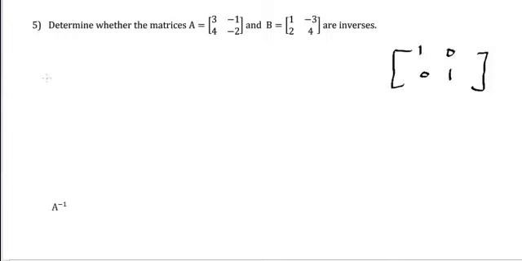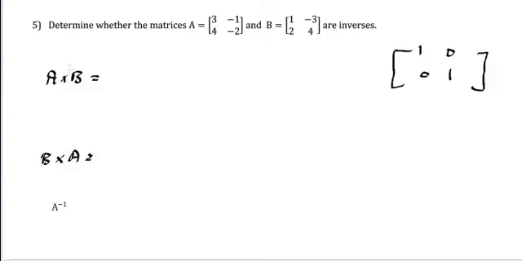So we need to prove that A times B is equal to 1 0 0 1, and also we have to prove that B times A is equal to 1 0 0 1. So this is B times A. Now if we multiply A times B and we get something different from 1 0 0 1, there is no need to continue, and we'll say that the two matrices are not inverses. But if we get 1 0 0 1, we also have to perform B times A to see if it's equal to 1 0 0 1.